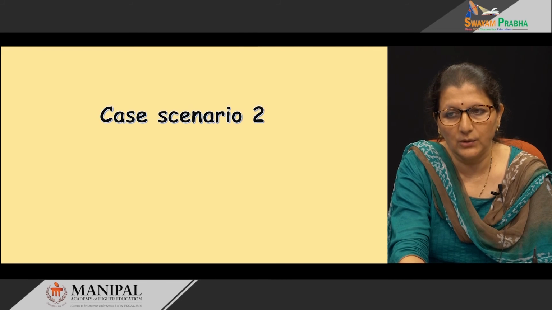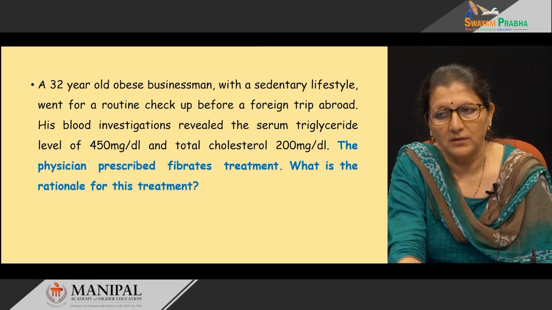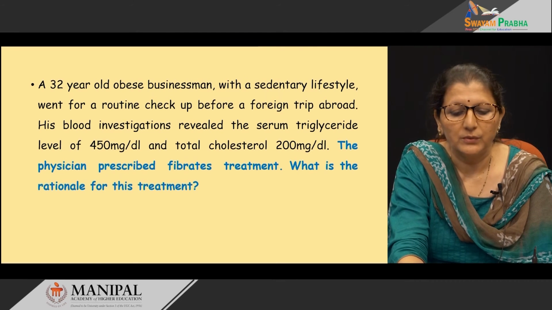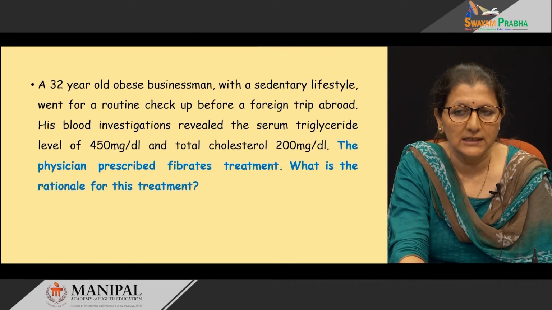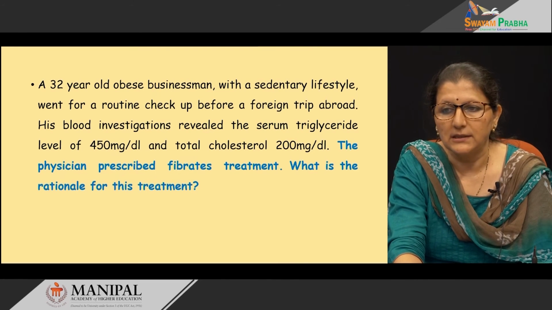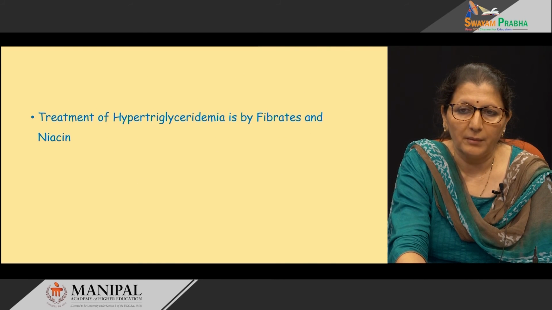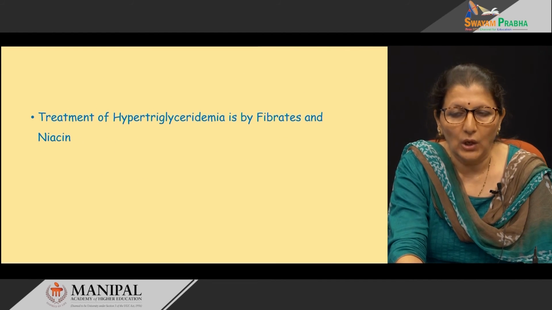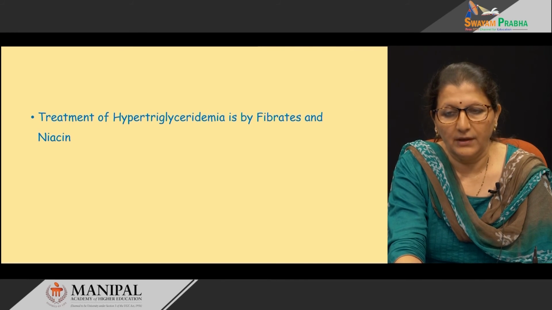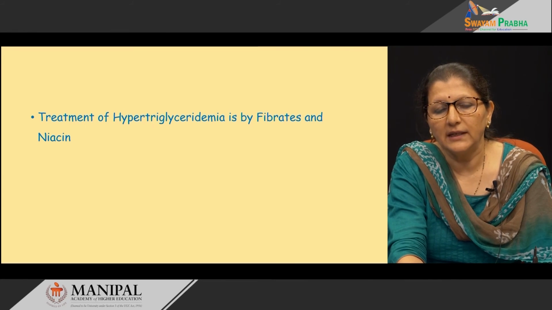Coming to case scenario 2, here the physician prescribed fibrate treatment. What is the rationale of this treatment? The hypertriglyceridemia seen here, that is 450 milligrams per deciliter, was to be treated. The fibrates which were used are clofibrate or gemfibrozil, and niacin could also be used to bring down the triglyceride level and also VLDL levels.